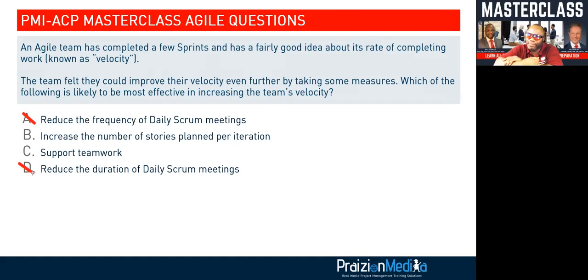B, increase the number of stories planned per iteration. So I want to kind of poke around in the weeds of the question again. So it says, completed a few sprints, has a fairly good idea about its rate of completing work. The team felt they could improve their velocity even further by taking some measures. So it didn't sound like they were absolutely maxed out. Or absolutely not maxed out, therefore needing more stories. And besides, that isn't the best way to go about it, because that could lead to some problems, couldn't it?